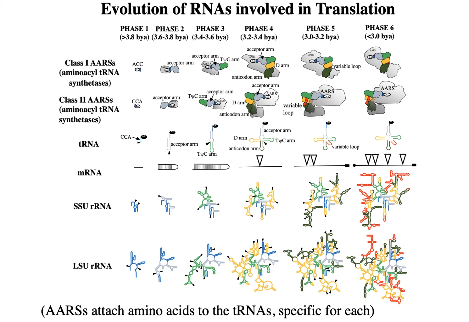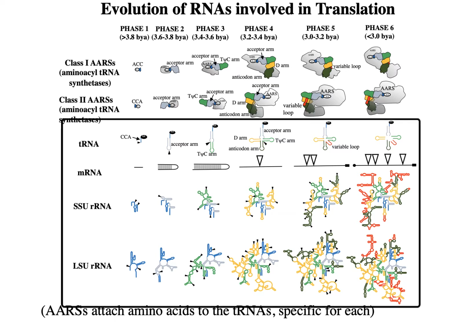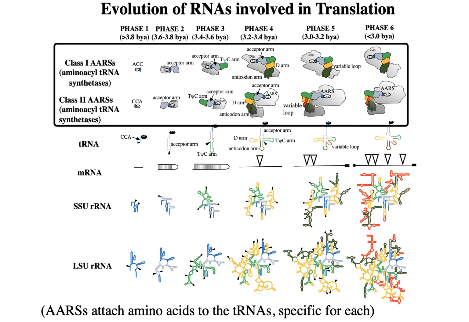This is a summary slide of the evolution of molecules involved in translation: the ribosomal RNAs, the tRNAs, the mRNAs, as well as the aminoacyl tRNA synthetases up here, class 1 and class 2, which may have originally been RNA molecules also, but very early on that function was taken over by proteins, at first very small proteins, and they got larger and larger and more diverse to charge, that is, add the amino acids to various tRNAs.